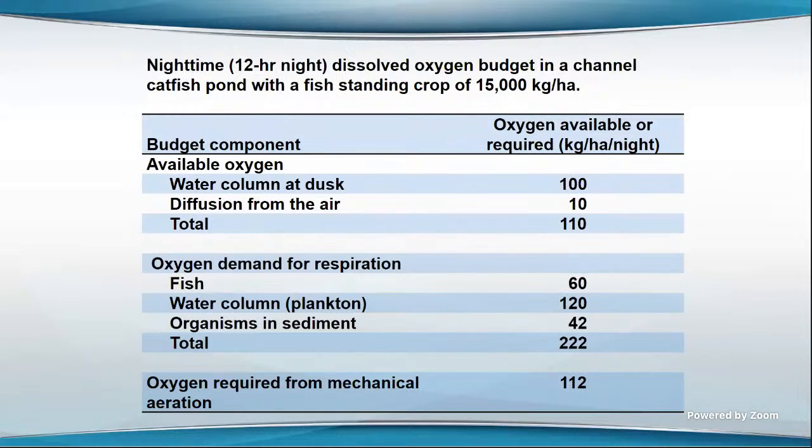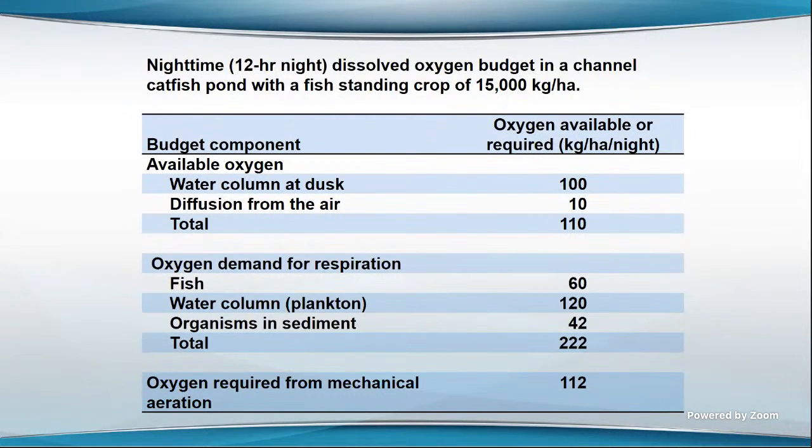Now, if you don't believe that other things use most of the oxygen, I hope I can convince you here, because these are some calculated nighttime oxygen budgets. Of course, these are channel catfish ponds. This was a 12-hour night. The first part is available oxygen. In the water column at dusk, you would have about 100 kilograms per hectare. The diffusion from the air during the night would give you an additional approximately 10 kilograms per hectare. And that's a total of 110 kilograms per hectare of oxygen.